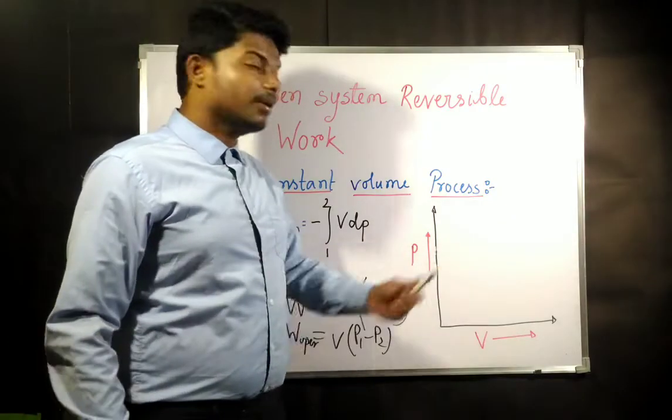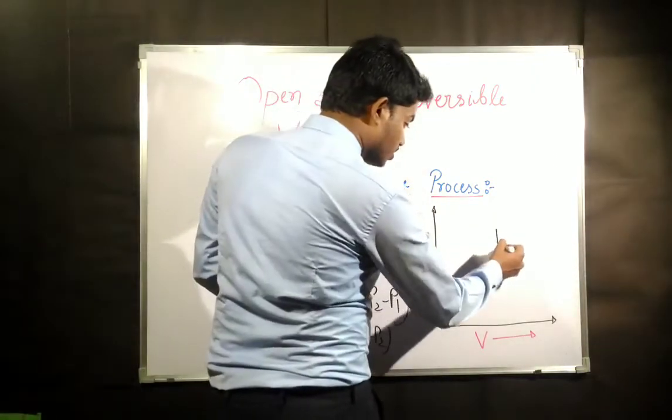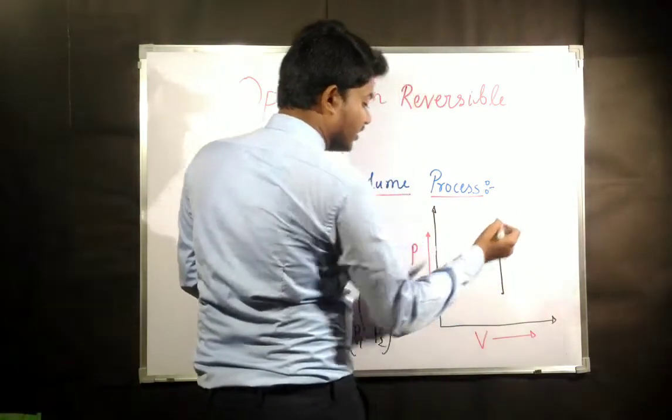Now if you come to the PV diagram, what happens? If you draw a constant volume process, it is something like this.